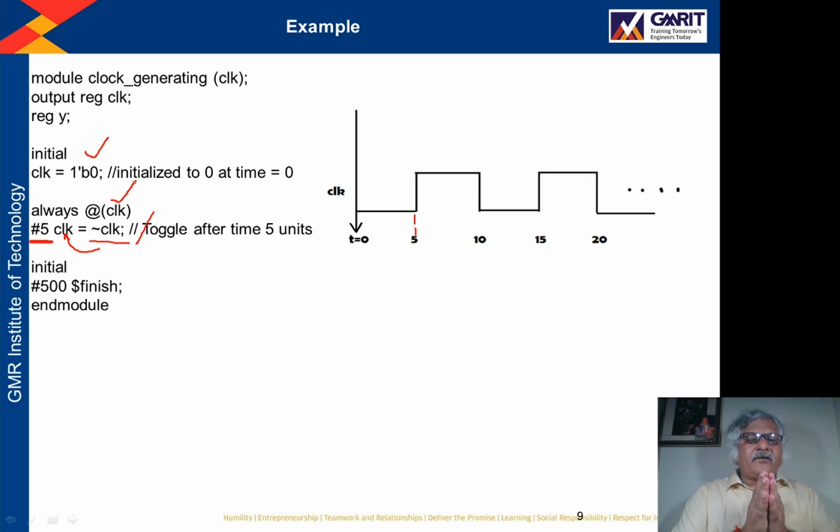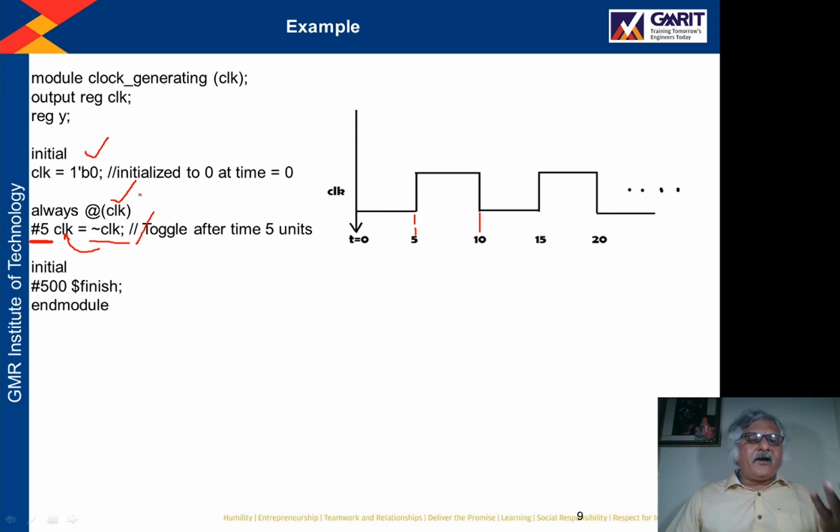since the value of CLK is changed at 5 unit time, again the statement inside the always block will be executed. So now the statement negate CLK. Negate CLK means complement the value of CLK. Now CLK is 1, so CLK will become 0, and 0 is assigned to CLK. So now at 10, 0 will be assigned to CLK. Previously CLK was 1, now CLK has become 0.